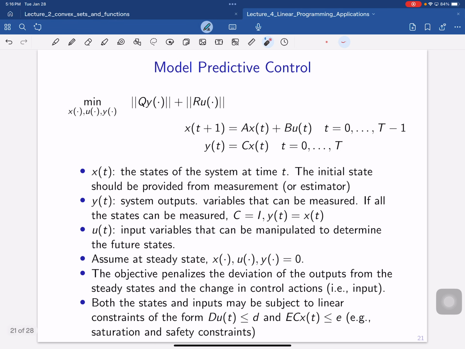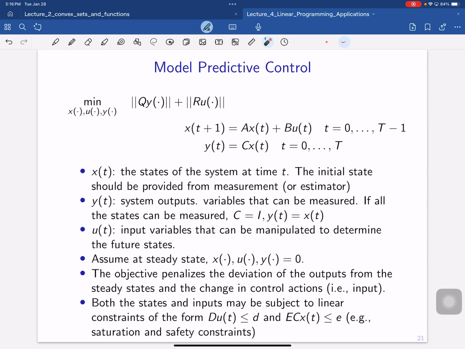So what is model predictive control? Typically, people refer to these types of problems where you have a system that is dependent on time, t from 0 all the way to t minus 1, where x_t denotes the state of the system at time t. The initial state should be provided from the measurement. So if t equals 0, which means the measurement at the current time, you can measure those states using some sensors.